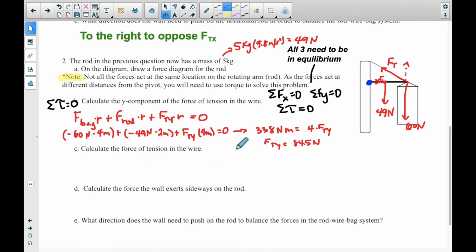All right, when you add your like terms, you get negative 338. You move them to the other side, so now it's a positive 338. Divide by 4, and you get 84.5 newtons. And again, let's think about what direction that is going. That's pulling up.